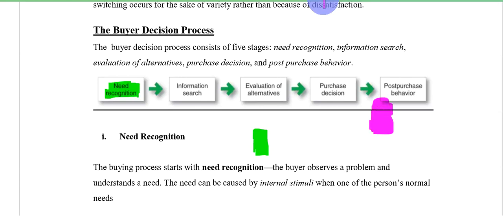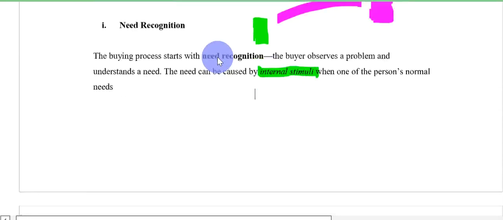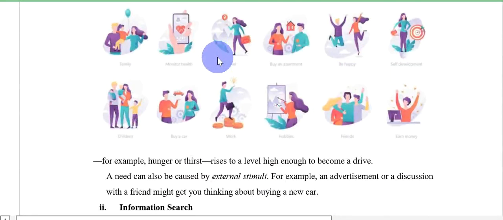It means he needs to go there. When he needs to go there, there is a difference between the desired state and his actual position, so he wants to fill this need. And what is the definition of need? We have already studied it in the very first chapter of introduction to marketing. So there are two ways an individual can identify the need. The first is internal stimuli and the second is external stimuli.